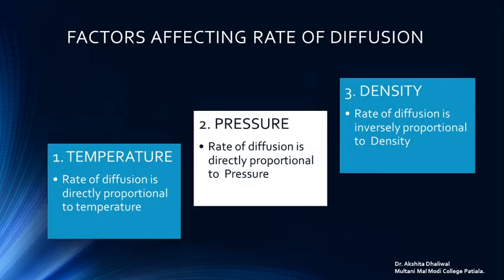Next are the factors affecting the rate of diffusion. First factor is temperature. The rate of diffusion is directly proportional to the temperature. As the temperature increases, the rate of diffusion also increases. Next factor is pressure. It is also directly proportional to the pressure, and it increases with increase in pressure. Third one is density. According to Graham's law of diffusion, the rate of diffusion is inversely proportional to the density.